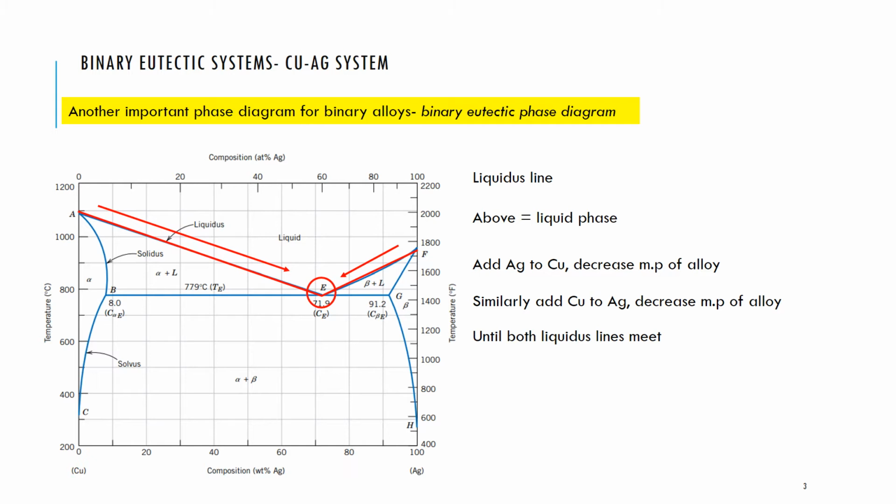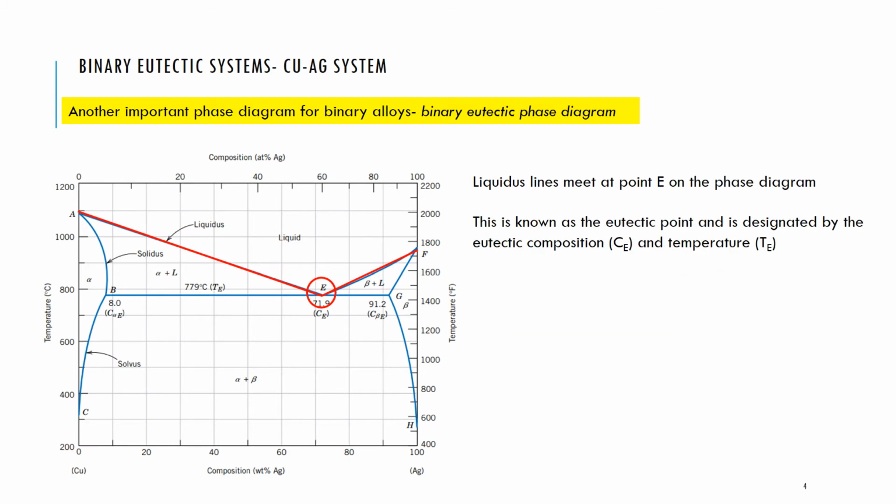And at some point, both of those liquidus lines meet at this point E. This point E is known as the eutectic point, and it's designated by the eutectic composition and the eutectic temperature. And the eutectic temperature is that flat isotherm line. So the flat line on that graph that runs parallel with the x-axis is known as the eutectic isotherm, but the eutectic point is where that V meets.